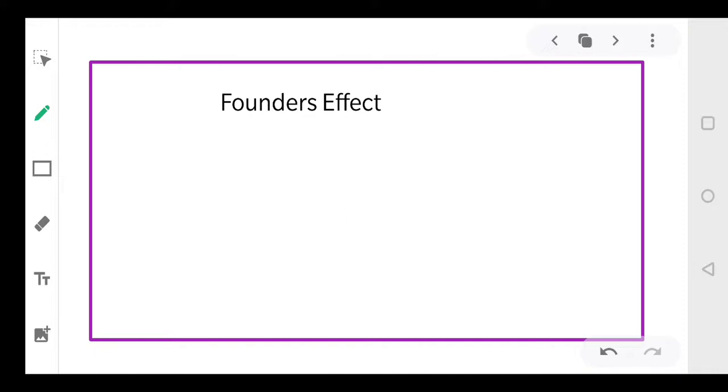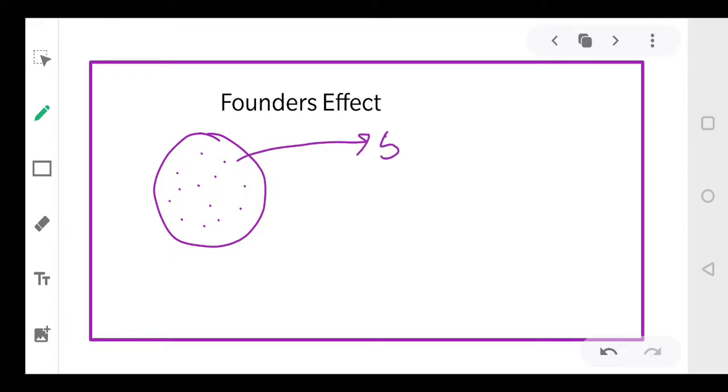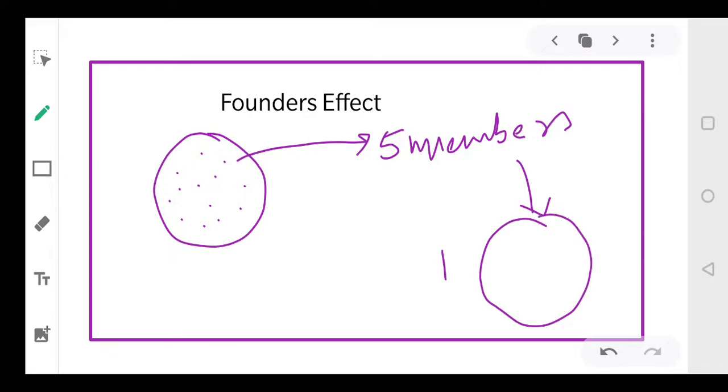Then there is what is called a founder effect. Now you must understand this. We need to understand what a founder effect is. Okay everyone? Now suppose there is a population. Let's suppose this is a population. There are a number of individuals here. They are living. Okay? Clear? Now out of this population, let's suppose 5 members went to some other place and they established another population. Let's suppose the population B. Here they had a population A.